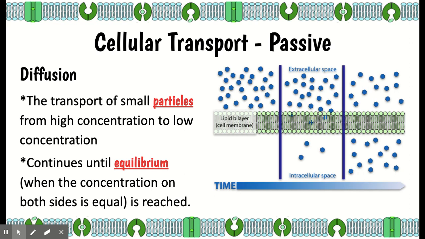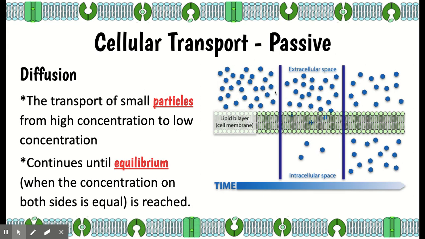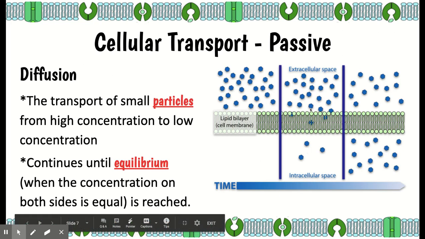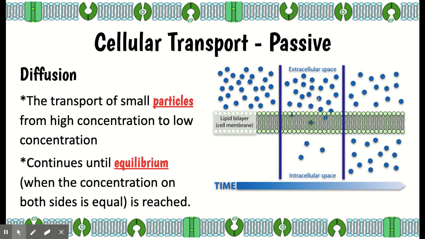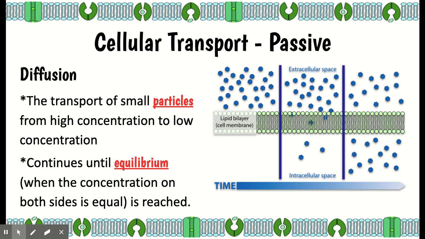And you can kind of see that in this picture right here. We have a ton on the outside of the cell and none on the inside. But then as you see, the particles, or the little molecules of oxygen, are going to start going across the membrane into the cell, and now we have an even amount on both sides. Okay, so that's a good representation of diffusion.